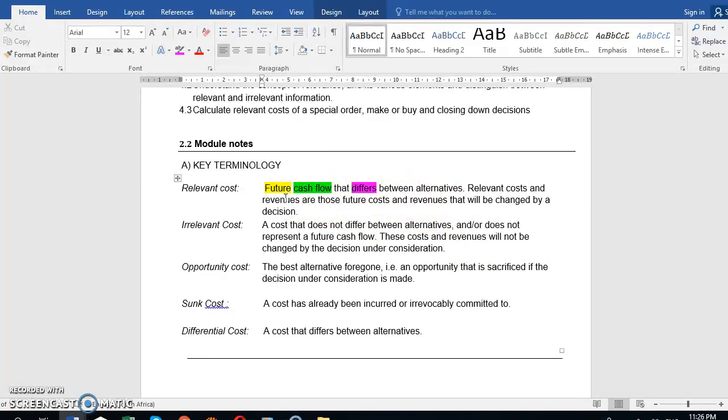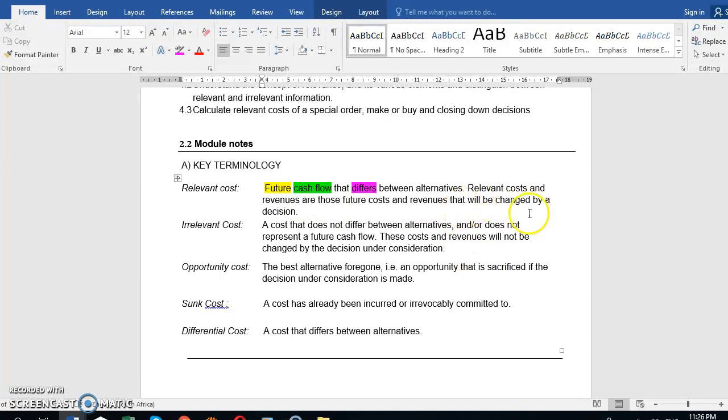It must be in the future, it must be cash, in other words, if it doesn't affect your bank account in the future, it's not relevant, and then it must differ. So if you have a future cash flow that is the same between 2 alternatives, so I take option A and option B, and in the future 10,000 Rand is going to go out of my bank account for the same thing, whether I choose option B or option A, there will not be a relevant cost because it doesn't differ between the alternatives.